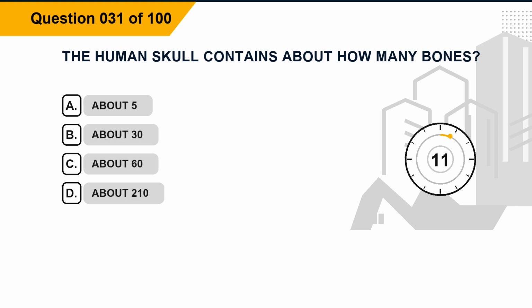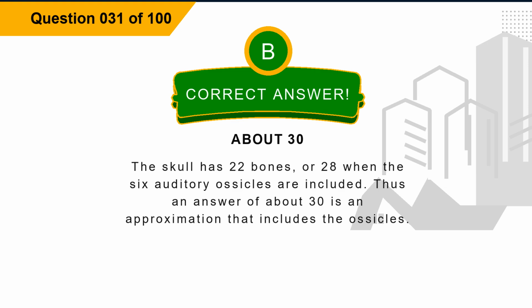Question 31. The human skull contains about how many bones? Option A. About 5. Option B. About 30. Option C. About 60. Option D. About 210. The correct answer is option B. About 30. Explanation. The skull has 22 bones, or 28 when the 6 auditory ossicles are included. Thus an answer of about 30 is an approximation that includes the ossicles.